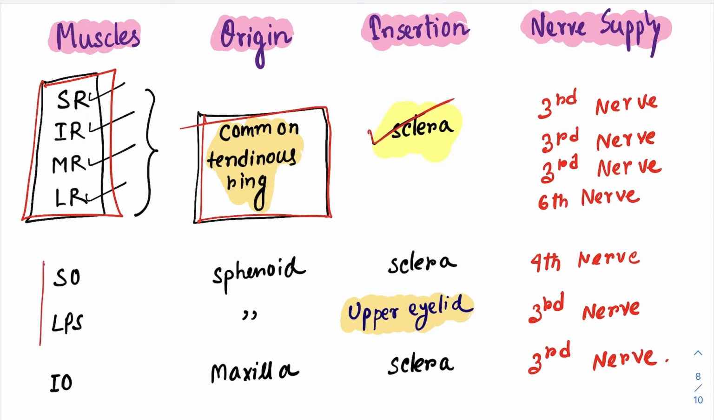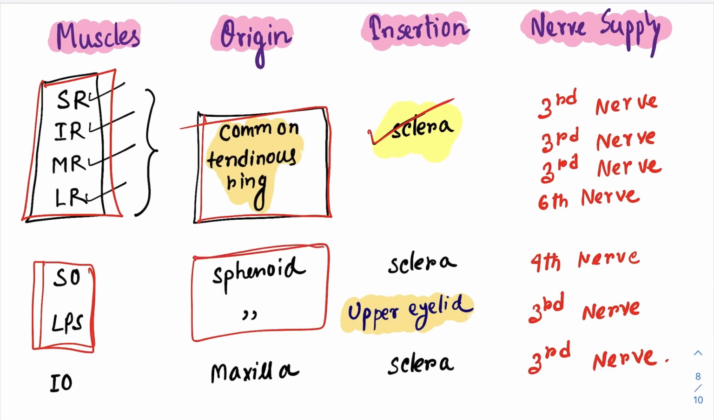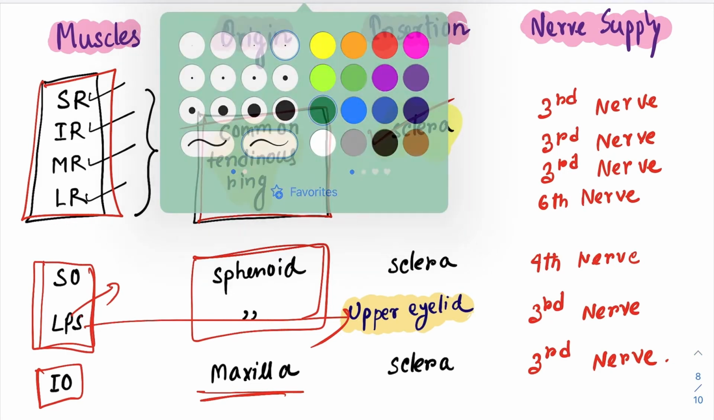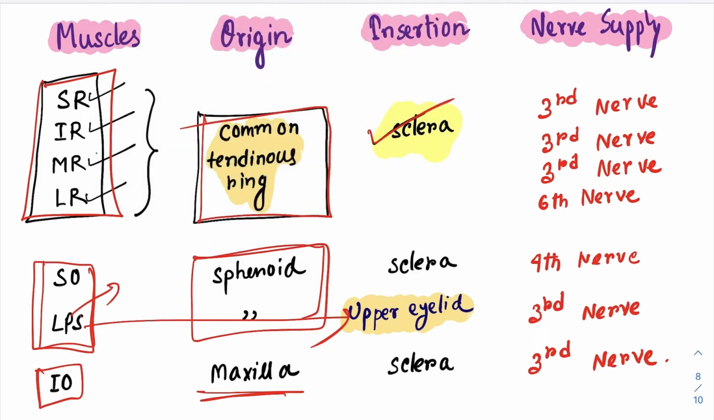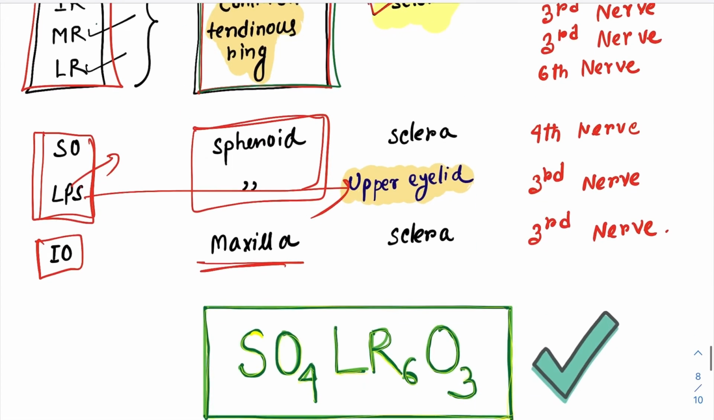All the recti, the 4 recti, originate from the common tendinous ring and insert into the sclera. Then superior oblique and levator palpebrae superioris originate from the sphenoid bone, and inferior oblique originates from the maxilla. Palpebrae means eyelid, so levator palpebrae inserts into the upper eyelid, and the superior oblique and inferior oblique insert into the sclera. So all the recti originate from the common tendinous ring, but the superior oblique and LPS originate from the sphenoid bone.